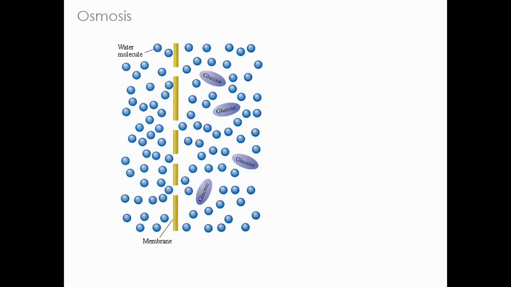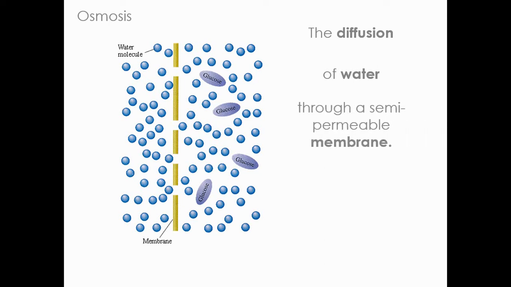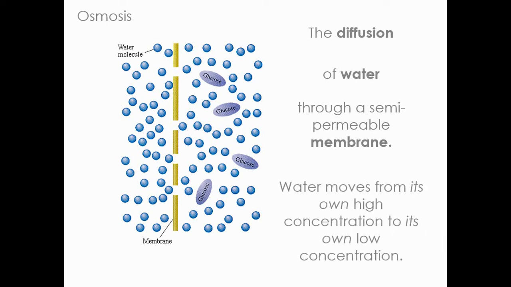Another type of membrane transport is osmosis. Osmosis is the diffusion of water through a semi-permeable membrane. So this refers to the diffusion of water, not just any molecule, but water. Water moves from its own high concentration to its own low concentration.